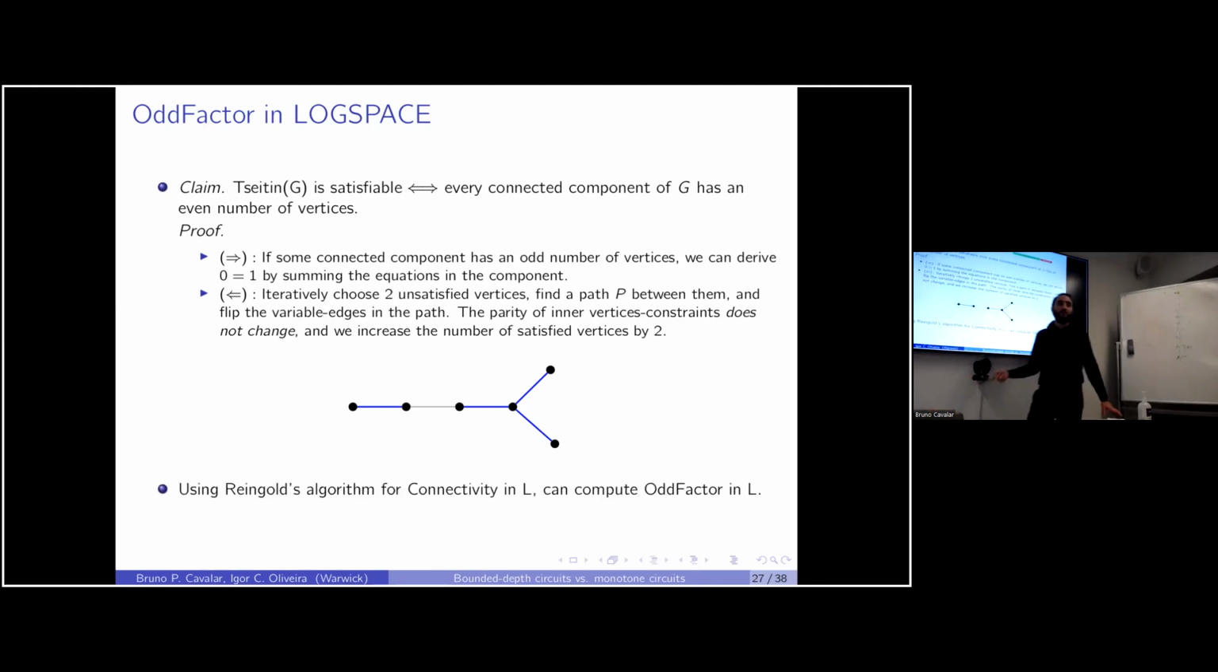And now you only have this structural property. You just have to check that every connected component has an even number of vertices, and then you can do this using Reingold's algorithm for connectivity using log space.